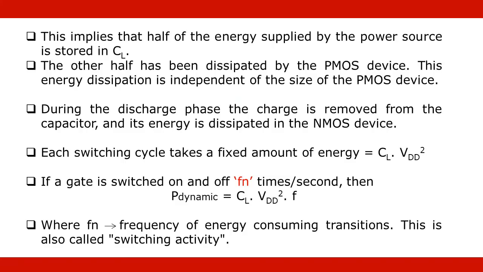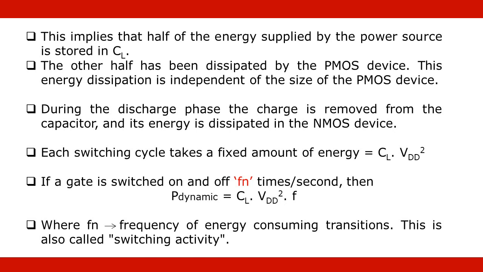So what this implies basically is that half of the energy supplied by the power source is stored in the load capacitance and the other half is dissipated by the PMOS device. One thing to remember here: the energy dissipation is independent of the size of the PMOS transistor. It does not depend upon the aspect ratio of the PMOS.